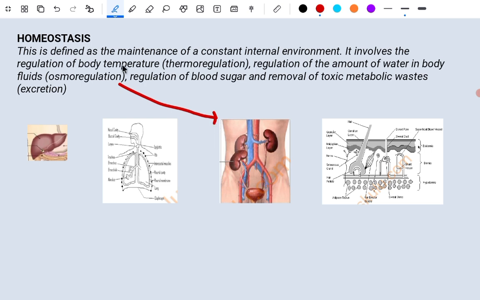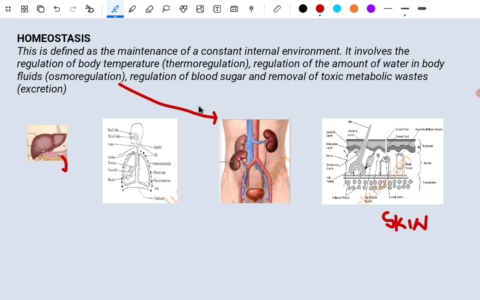Then the temperature, the body temperature, most of the time it is controlled by the structure of the skin. It is controlled by the skin. Okay. And also regulation of blood sugar, this is done by the pancreas, which is here. Okay. It's connected to the kidney. We'll come to that. And what else here? Temperature, we said the skin, the lungs, they also regulate temperature, they also regulate the amount of water.